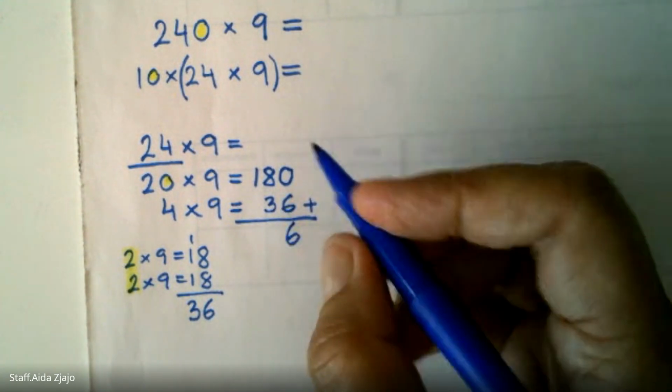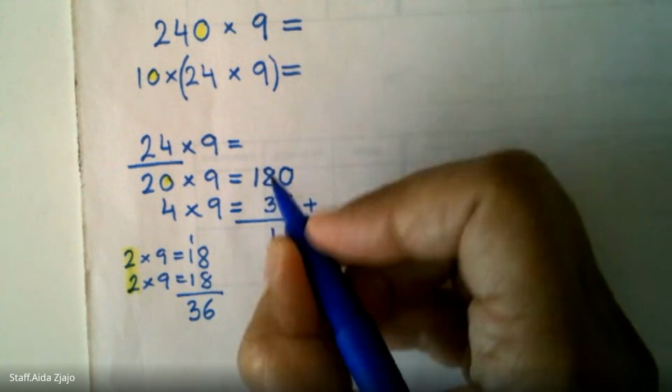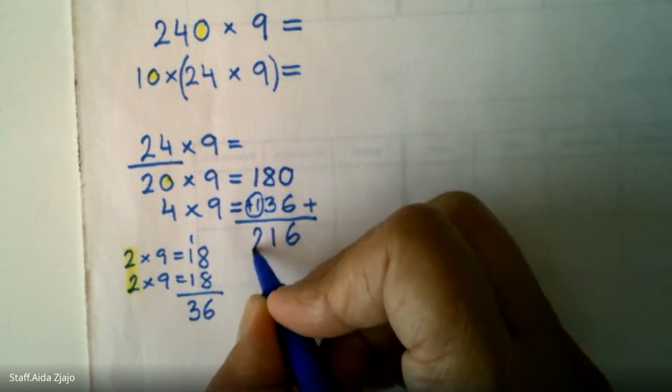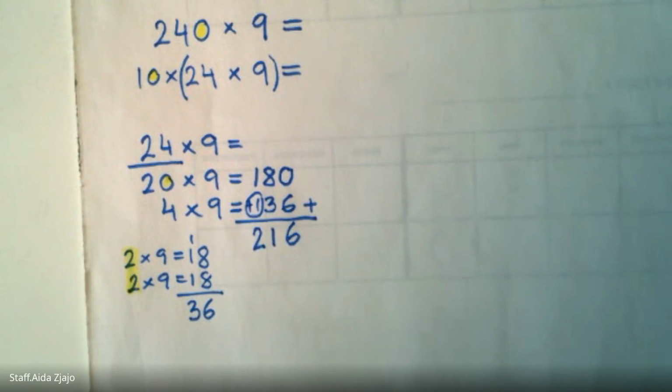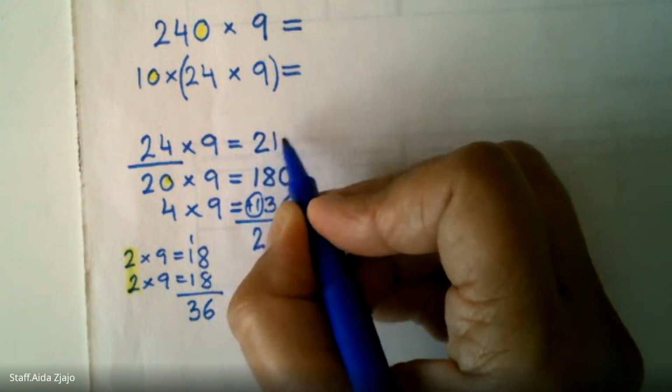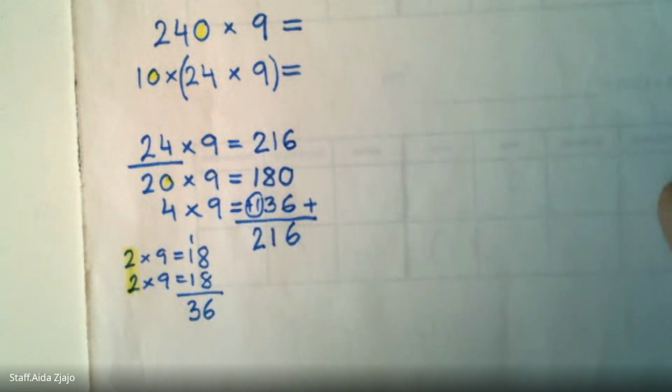So 4 times 9 is 36, and when I add them together, that is 6, 8, and 3 more. 8, 9, 10, 11. I remember one more 100, so 216. So now 24 times 9 is 216.